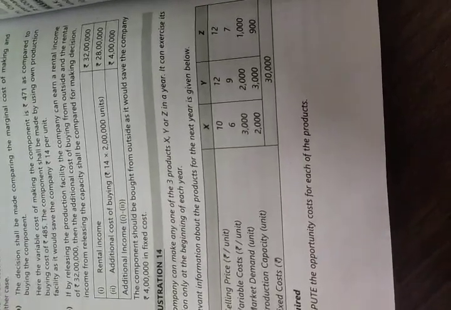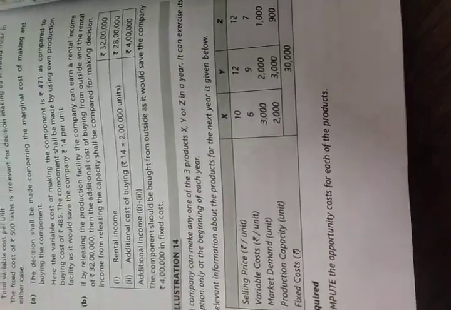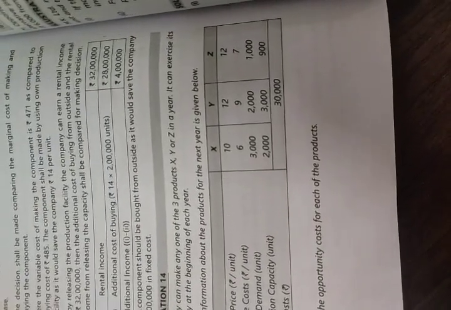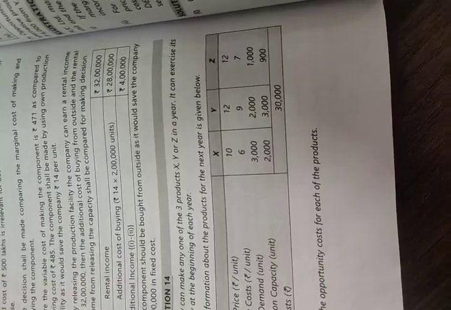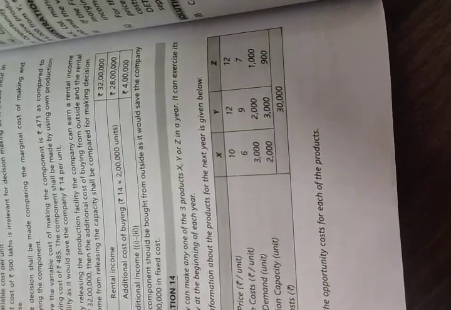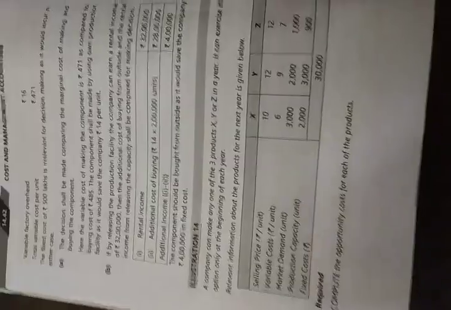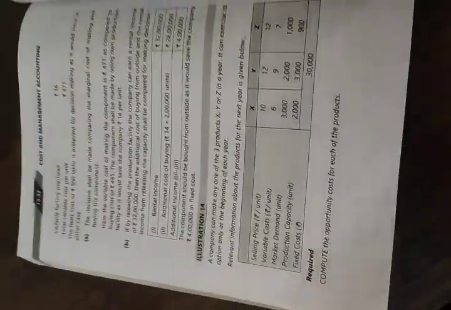As relevant to this question, opportunity cost means, if we choose to produce product X, what is the benefit which we are foregoing from Y or Z? If we are manufacturing Y, what are the benefits foregone with respect to X or Z? So like this. Now let's first of all calculate the contribution, as it is easily clear by reading this question.